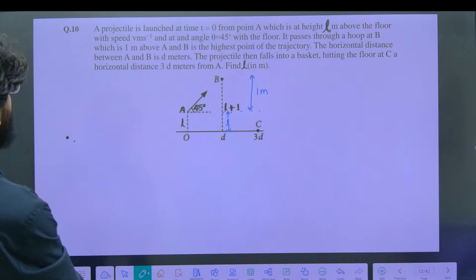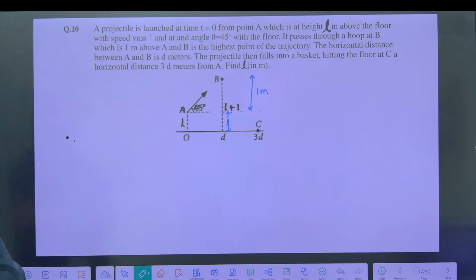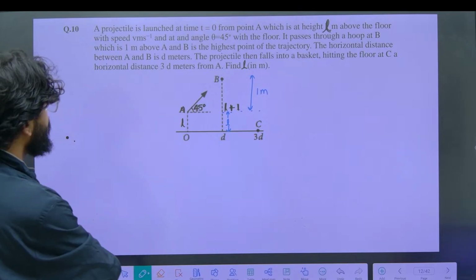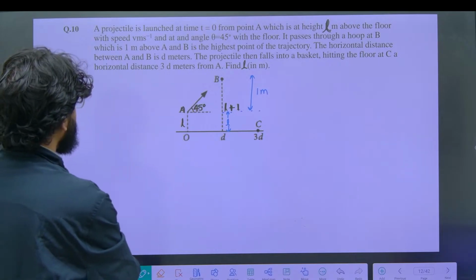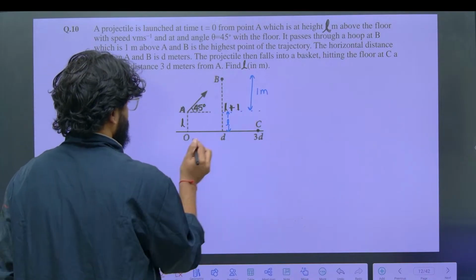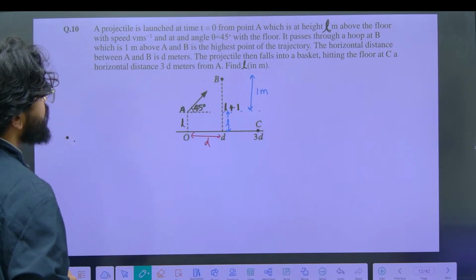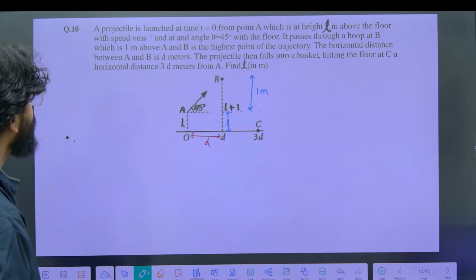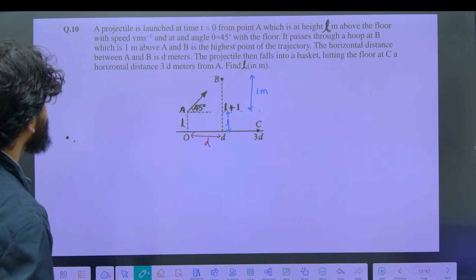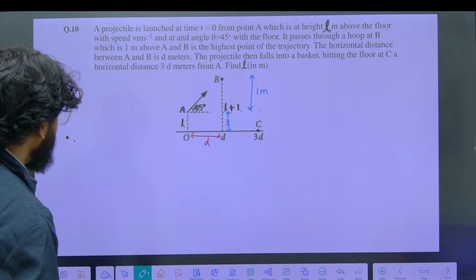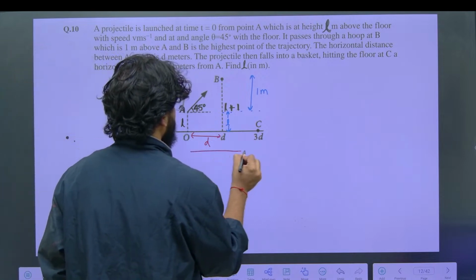Okay, it passes through a hoop B, which is 1 meter above A, and B is the highest point of the trajectory. The horizontal distance between A and B is D. We can clearly see this. This is D. The projectile then falls into a basket, hitting the floor at C at a horizontal distance 3D from A. So this distance over here is 3D.